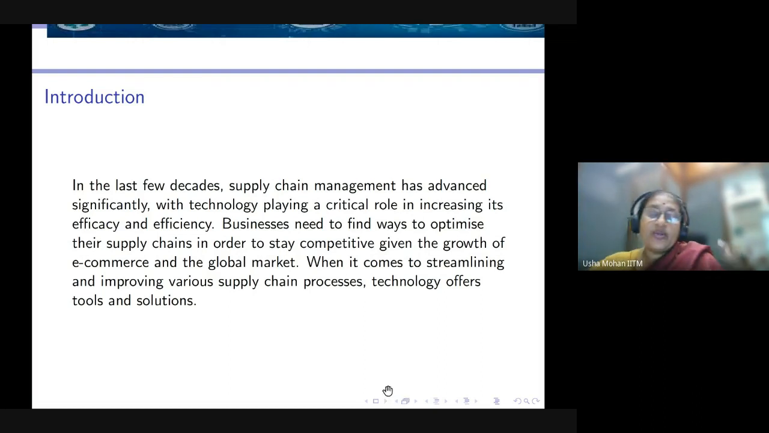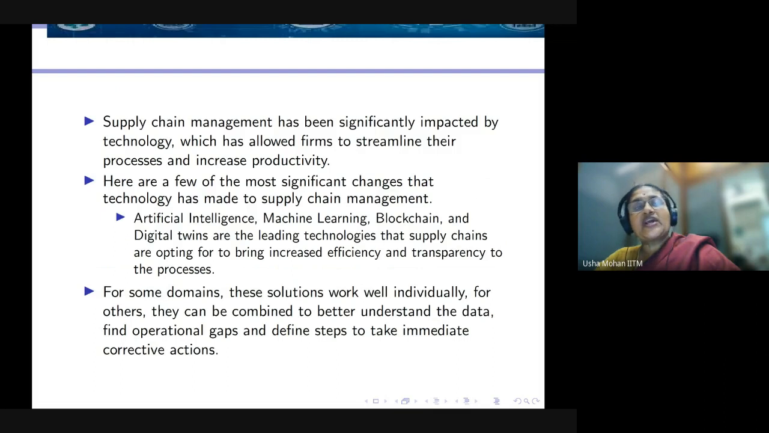So why do I need to talk about Industry 4.0? As I said, my purpose is to improve my supply chain, which is a traditional supply chain. My traditional supply chain has a lot of inefficiencies, and I want to improve it, and I want to see how supply chain management has been significantly impacted by technology.